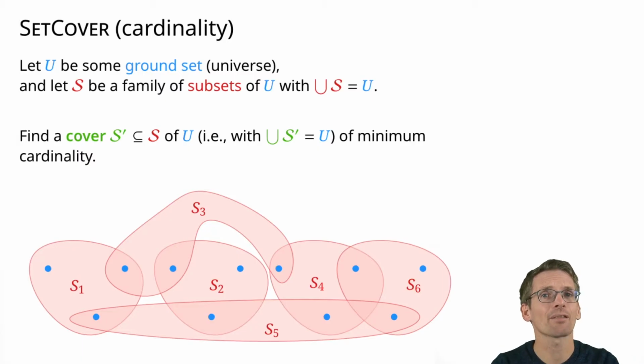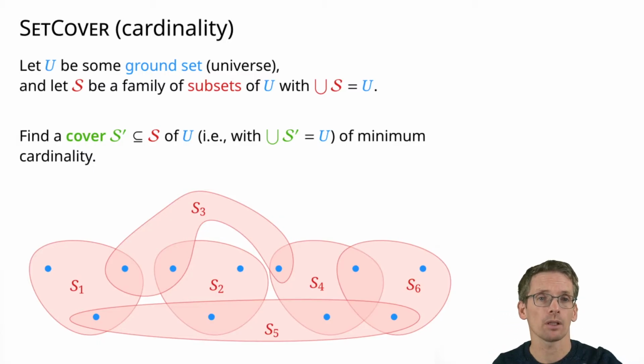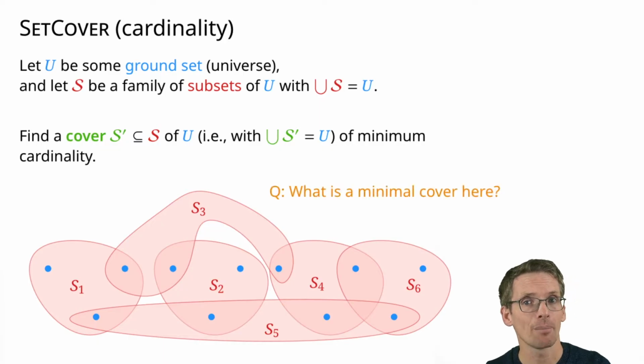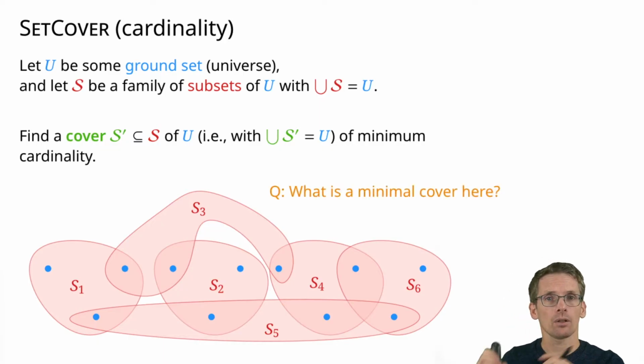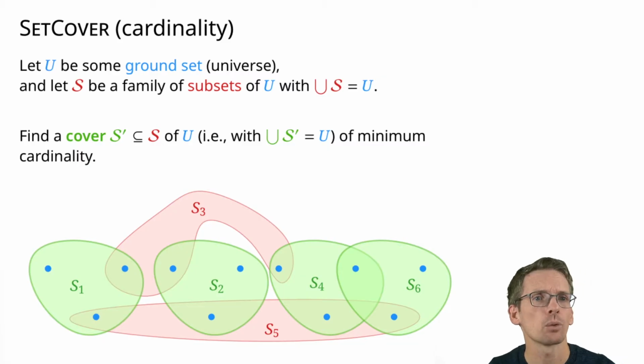Taking all of these subsets, for instance, would be a cover. But we want to have the minimum cardinality cover. So we want to select as few sets as possible, such that all points are covered. So in this example, what would be a minimum cardinality cover? How many sets do I need to select to cover all points? So here 4 sets are enough. These sets S1, S2, S4, and S6.